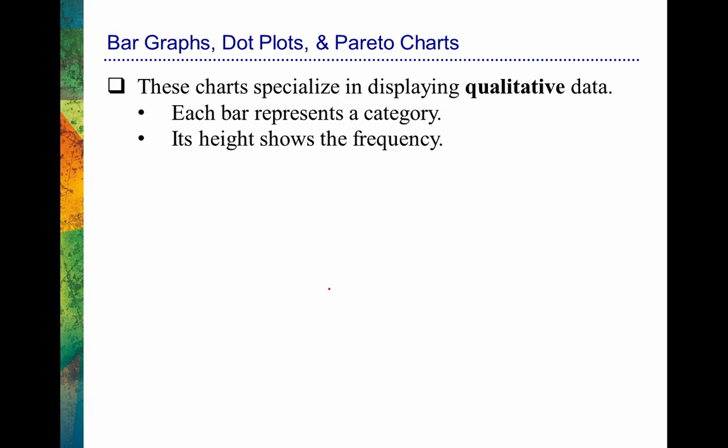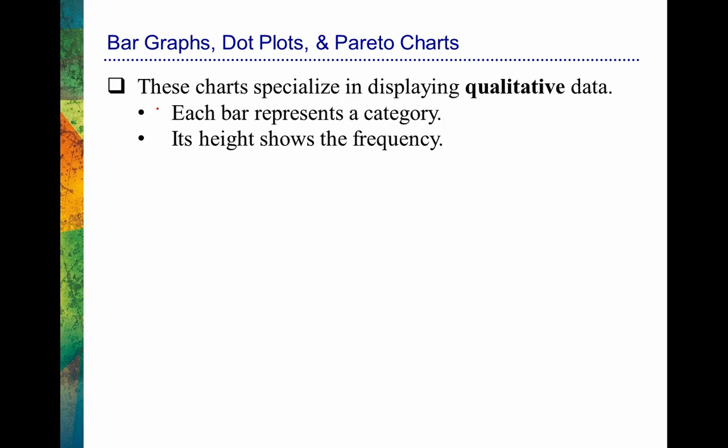Let's first talk about bar graphs, dot plots, and Pareto charts. The terms graph, chart, and plot are often used interchangeably. When it comes to bar graphs, dot plots, and Pareto charts, they really specialize in displaying qualitative data. Remember, qualitative data is non-quantitative, so there's no quantity involved, no numbers involved. We'd be talking about data like male and female, or the brand of cell phone that someone might be looking to purchase. That data would be non-quantitative because we'd be getting data back in words, like iPhone.